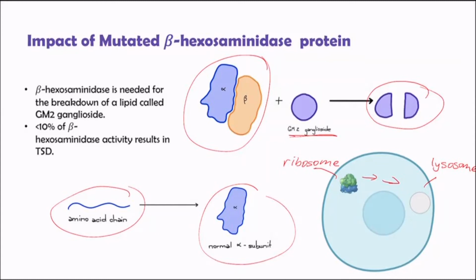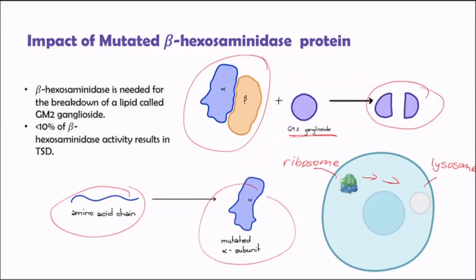However, what can also happen sometimes is if you have a mutation in that HexA gene, there will not be the formation of the normal alpha subunit.